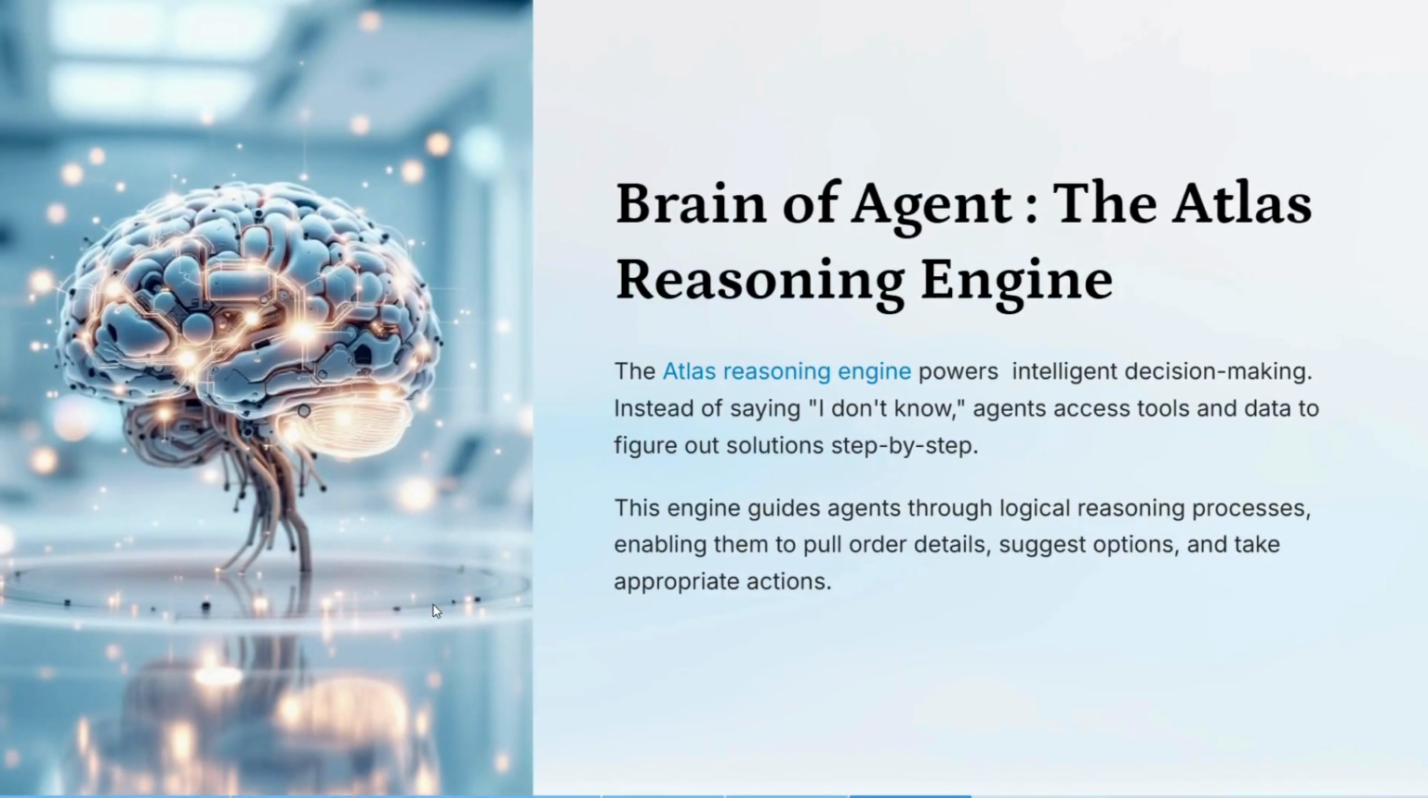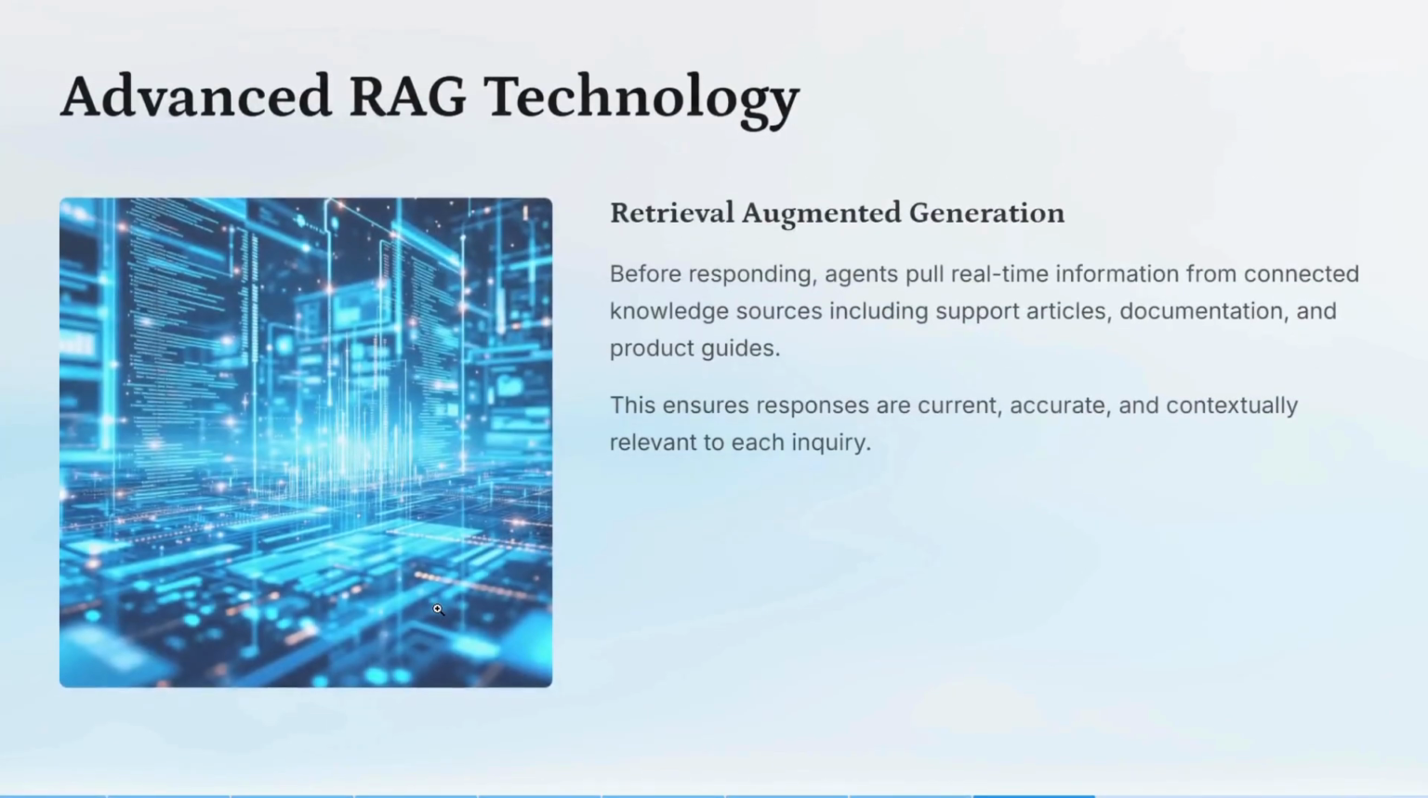Let us discuss the brain of an agent, how the AI actually works and who is controlling it. The Atlas Reasoning Engine powers intelligent decision making. Instead of saying "I don't know," the agent accesses tools and data to figure out a solution step by step. This is the place where the commands get executed. This engine guides agents through logical reasoning processes, enabling them to pull order details, suggest options, and take appropriate actions.